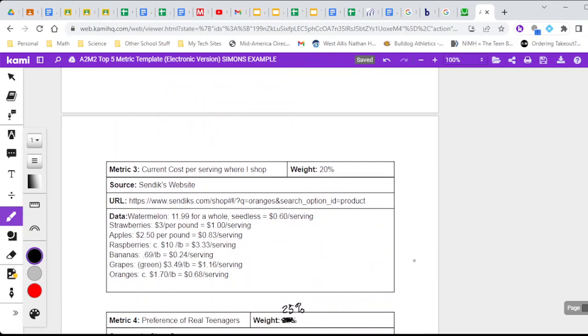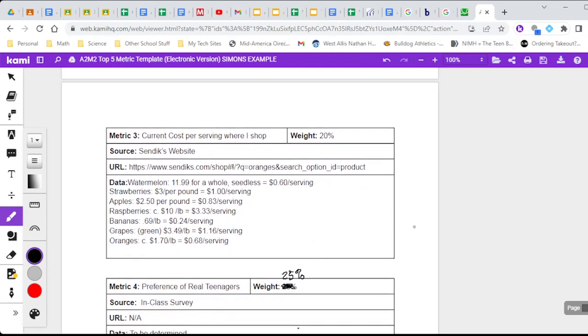Okay, now current cost per serving where I shop. So this is like what things cost now per serving. All right. So if you look at this, right, every time, so this means what are you paying every time you eat a typical serving of this stuff, right? And again, the cheapest of all of these is watermelon, right? And so watermelon gets a 7. And then orange is not far behind with a 6.